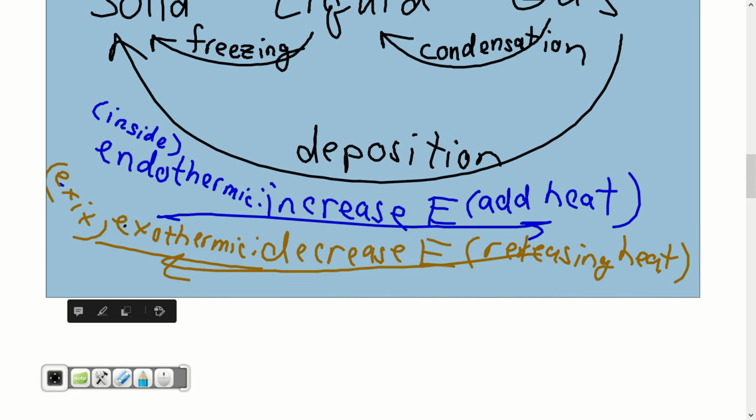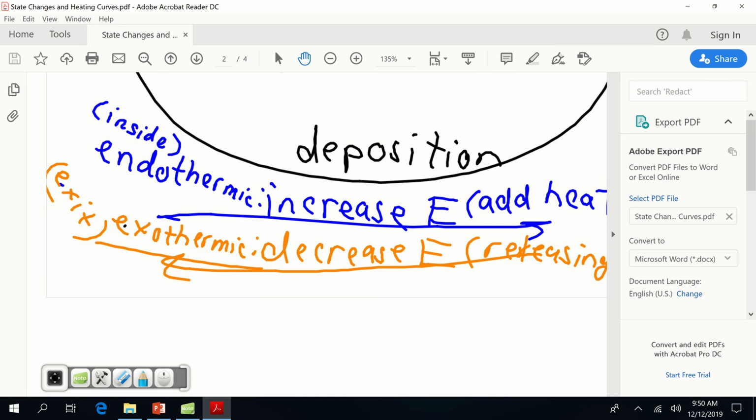Just highlight it for some reason. Get rid of that. Sorry, it's going to probably act up here for a second.